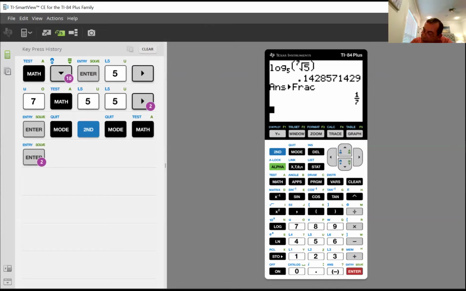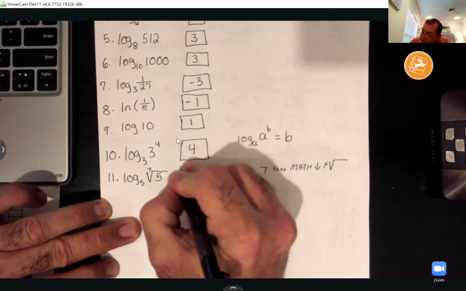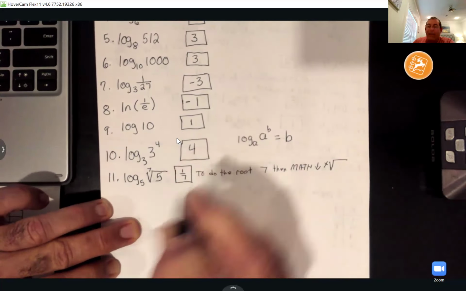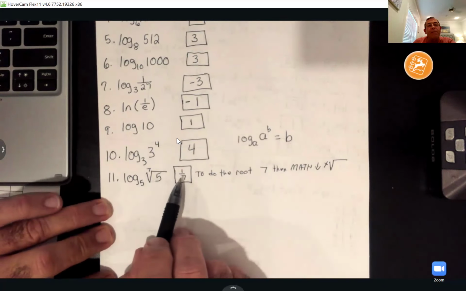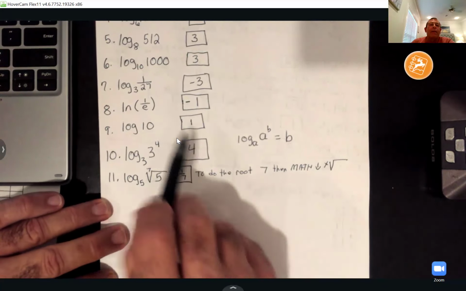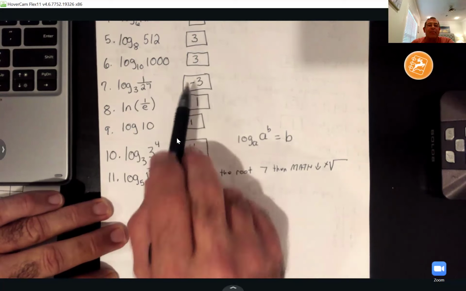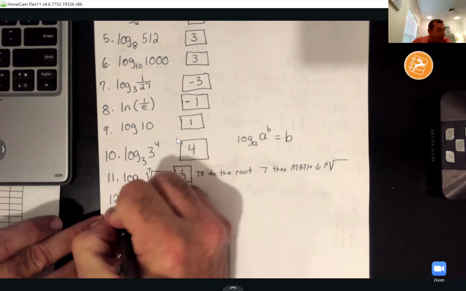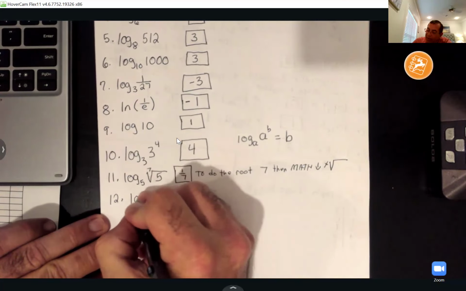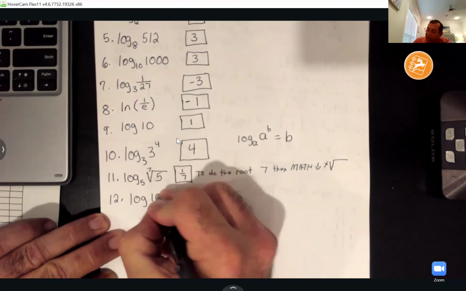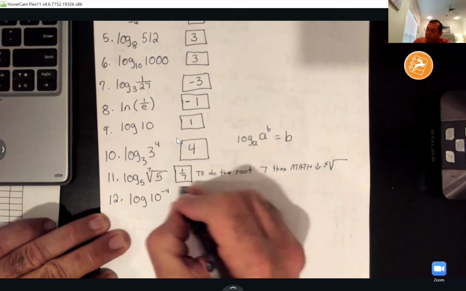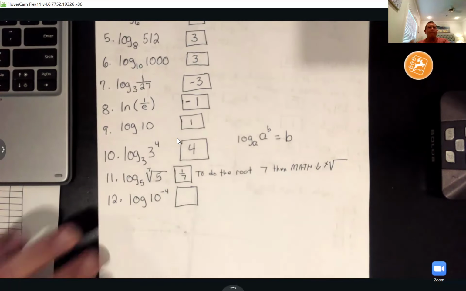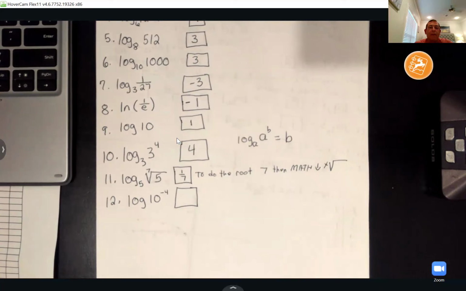So that means that the radicals give me fractional exponents. Fractions gave me negative exponents. Radicals give me fractional exponents. All right, y'all, what about this? Log of 10 to the -4th. And that one you can use the log base, or you can use the log on front of that calculator.